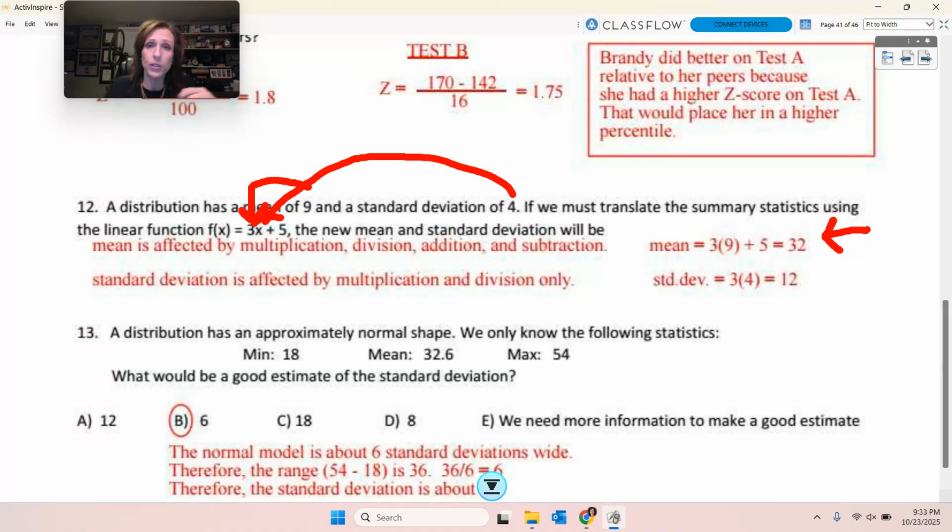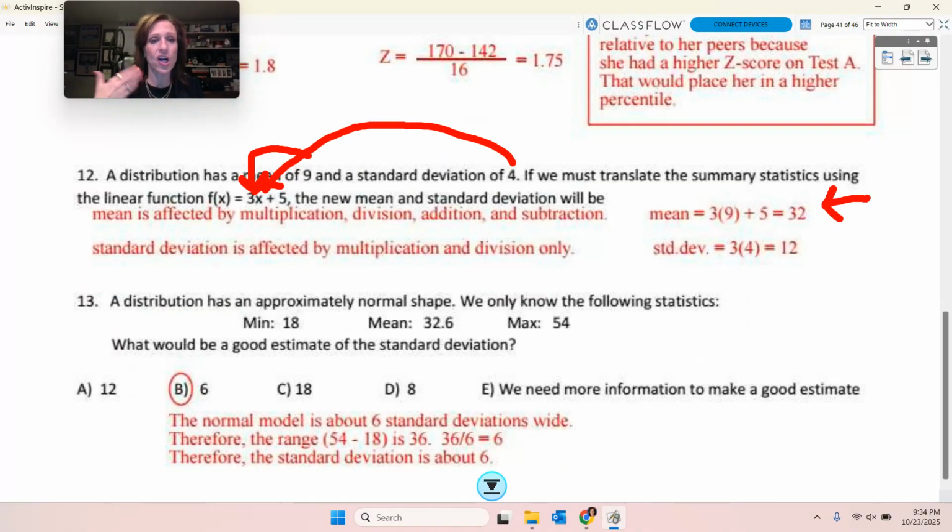like that Africa song. And so shift does not affect the spread. So the shift of plus 5 does not change it. Once we multiply by 3 and then we shift up 5, we do not have a change of the spread.